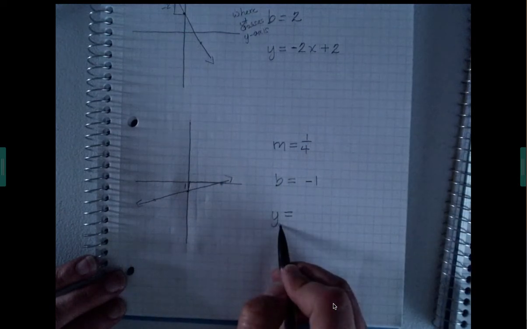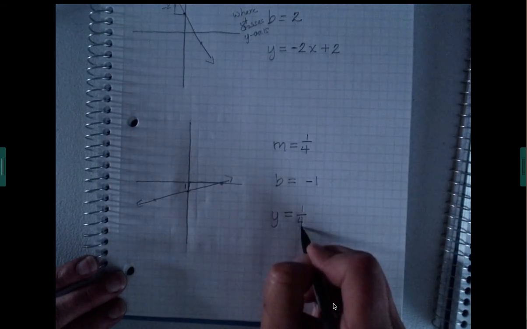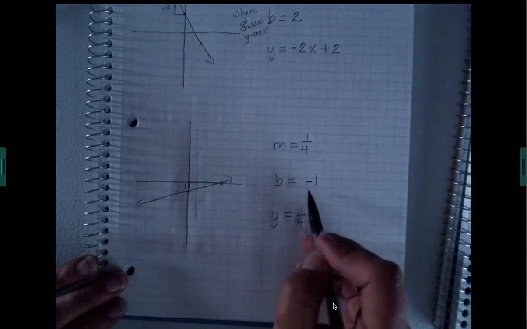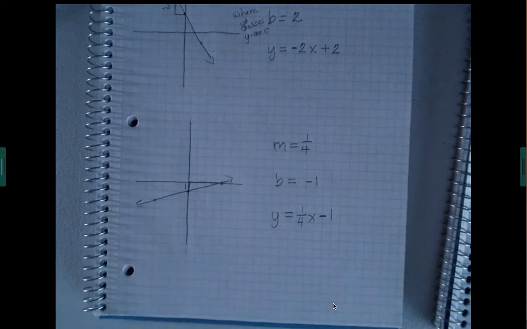So now I have my information. y equals m, which m is 1/4 for us, x plus b, but our b is -1. So we just write it as minus 1.